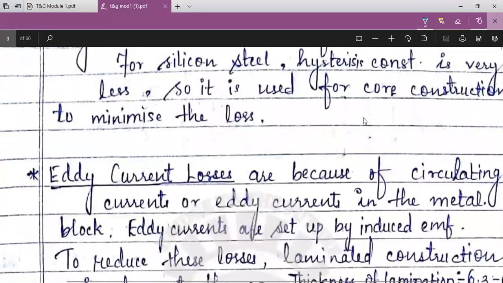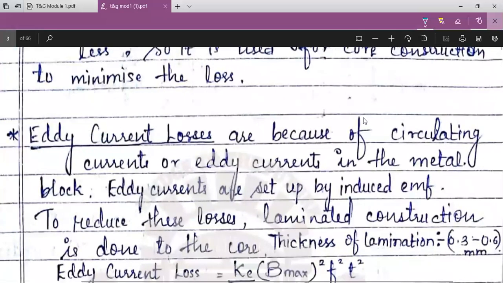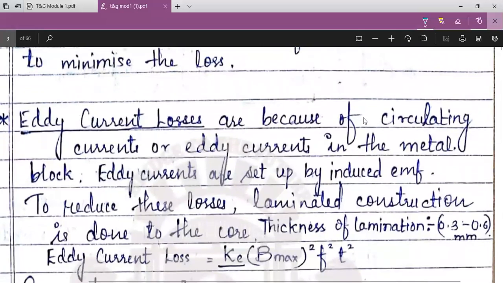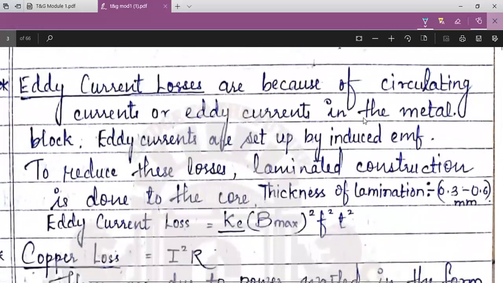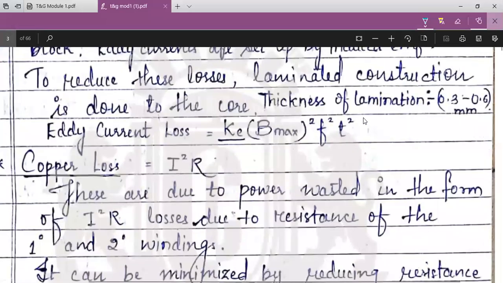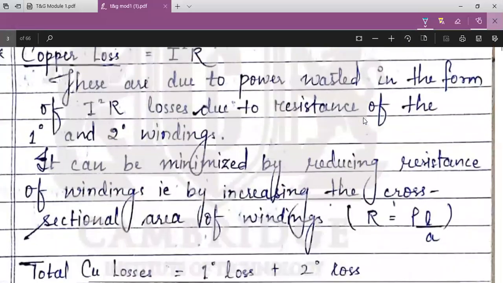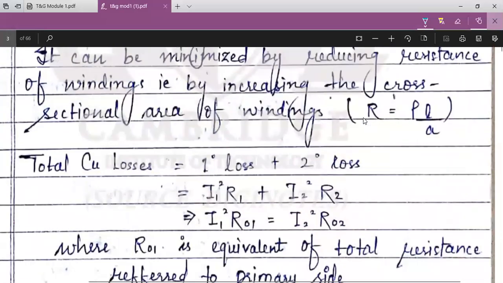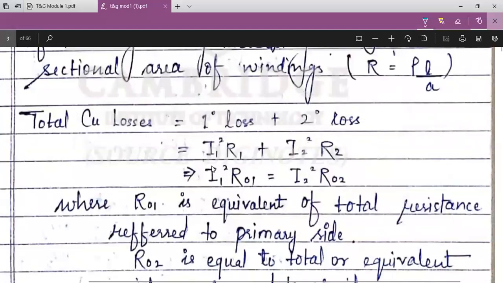These are all basics you already studied in the first year. I'm just glancing at the concepts of what you studied. Similarly, eddy current losses will be produced due to eddy currents, and copper loss is nothing but I squared R losses, which will be produced in the primary winding and secondary winding of the transformer. And total copper loss is nothing but I1 square R1.